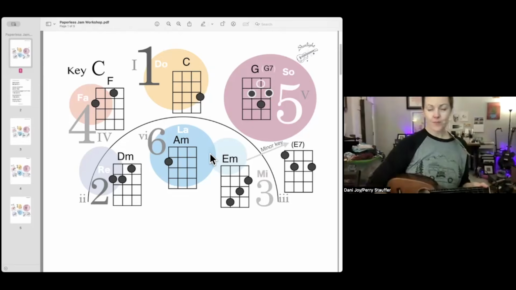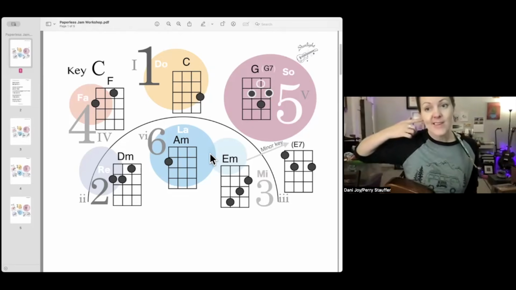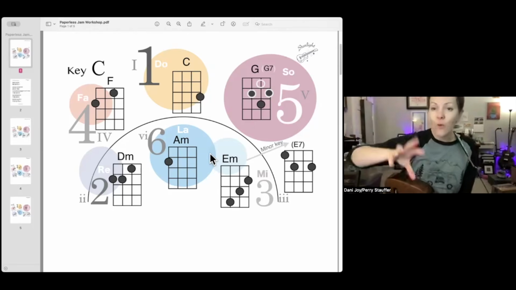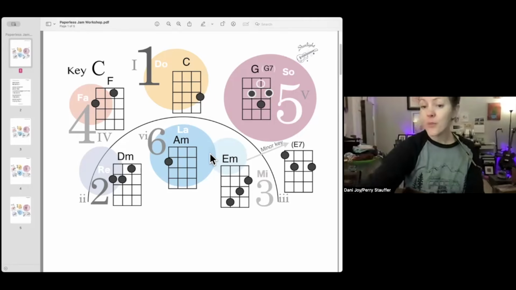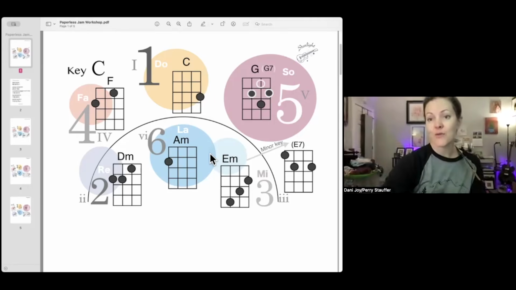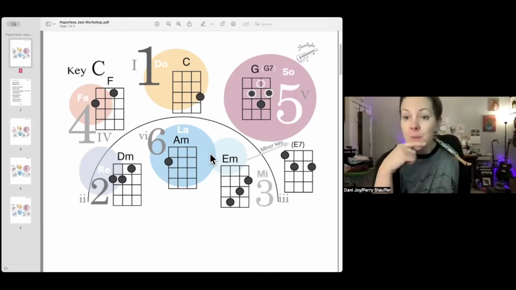It wasn't a huge jump from the 4 to the 1 audibly. It's called a perfect fourth relationship. That's the interval. Perfect fourth, perfect fifth. That's the name of those relationships. Okay, now let's do Let It Be by the Beatles.